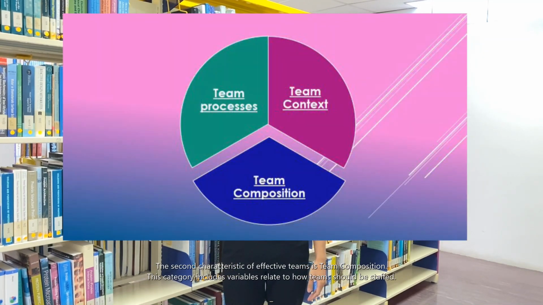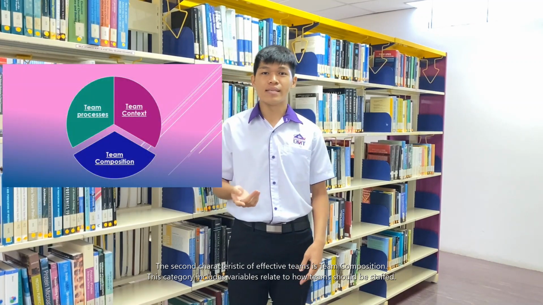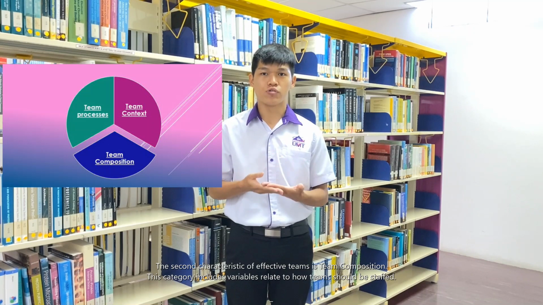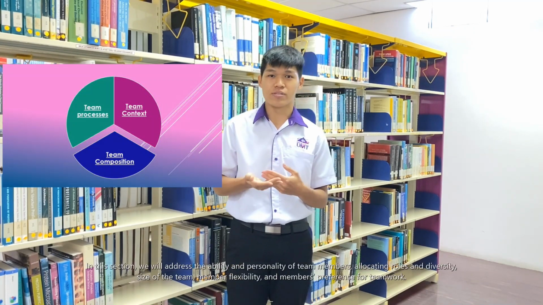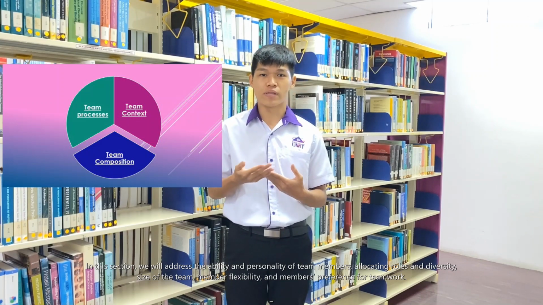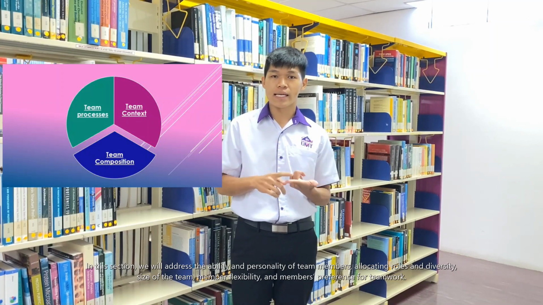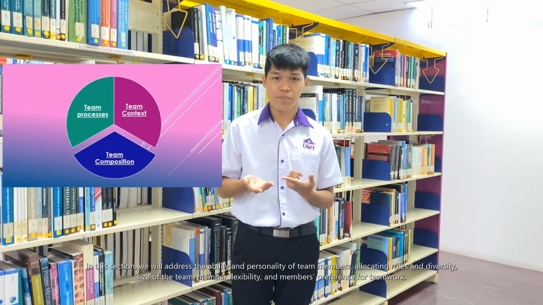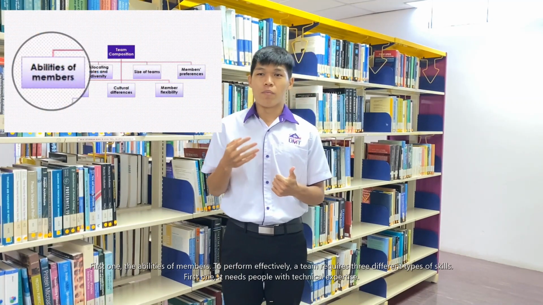The second characteristic of effective teams is team composition. This category includes variables related to how teams should be staffed. In these sections, we will address the abilities and personality of team members, allocating roles and diversity, size of the team, and members' flexibility. First one, the abilities of members.